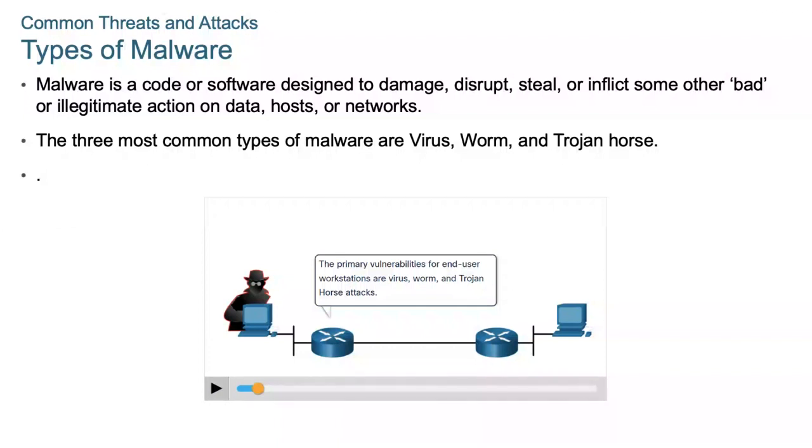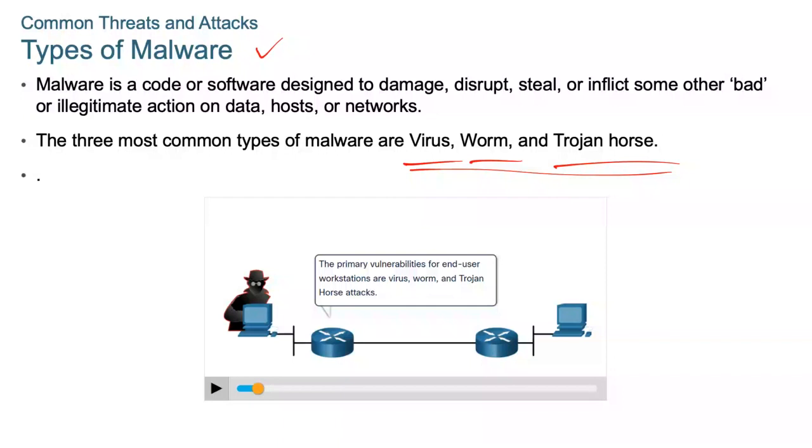So there are different types of malwares. If you see, the ones which usually come to mind are virus, worm, and Trojan horse. So what does a virus do, and how is a worm different from a virus? These all come under the category of malware.